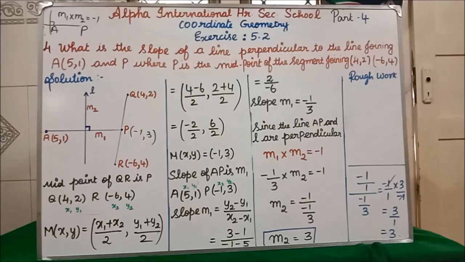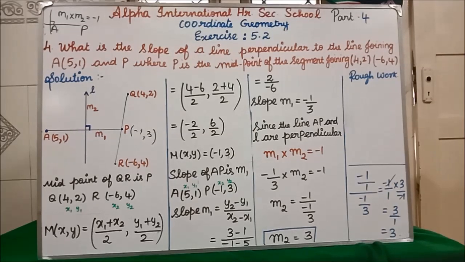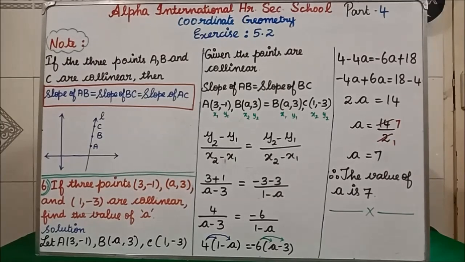Okay, no need to mention m1, m2. Both are slope only. We can write m is equal to 3. With this, our 4th question is over. Next, we will see the 5th question. Students, now we are going to see the 6th question.